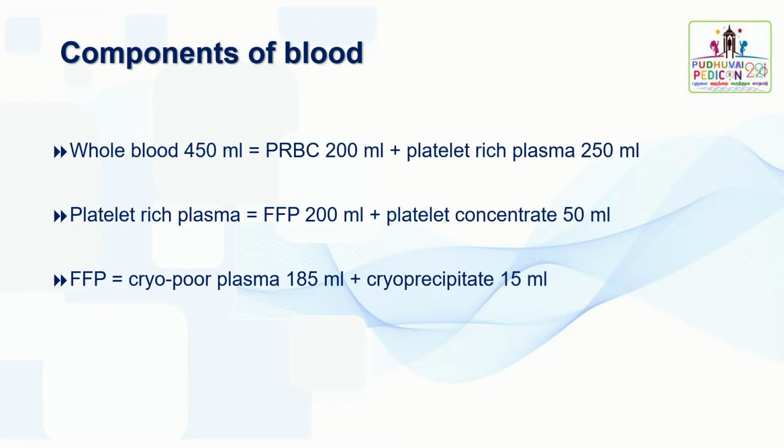Coming on to the components of the blood. Whole blood is what we collect, 450 ml. It includes packed red blood cells, around 200 ml, and platelet-rich plasma, 250 ml. The platelet-rich plasma can be segregated into FFP, 200 ml, and platelet concentrate of 50 ml. Similarly, FFP is segregated into cryoprecipitate of 15 ml. So, one whole blood unit can be given to 4 recipients: RBC, platelet, FFP, and cryoprecipitate.